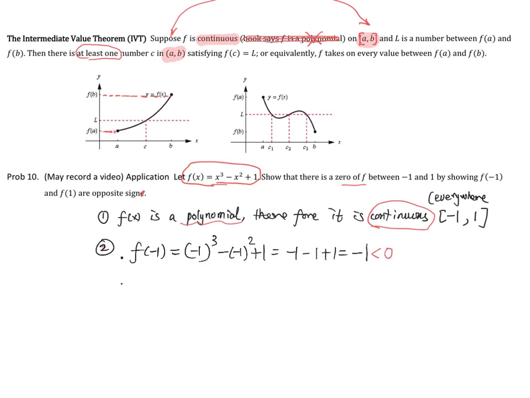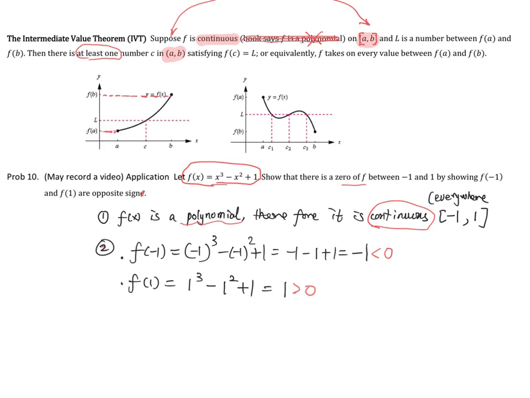And then also I'm going to check f of 1. F of 1 means 1 cubed minus 1 squared plus 1. Again, what am I doing? I'm just substituting 1 into this polynomial function. So after the algebra, you know this is 1. And keep in mind, this is greater than 0.